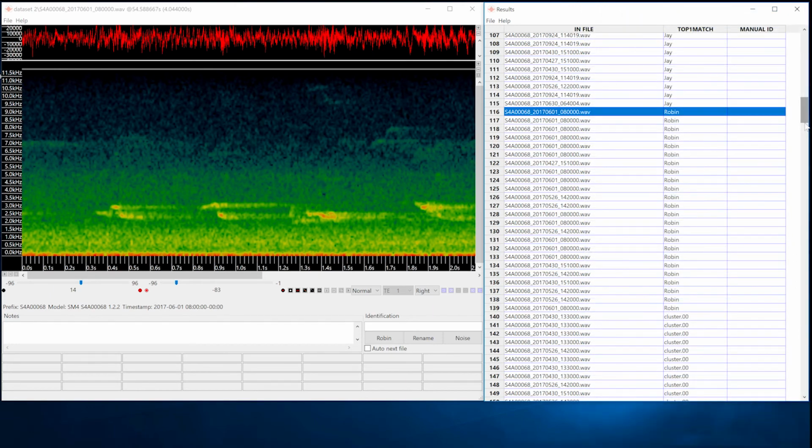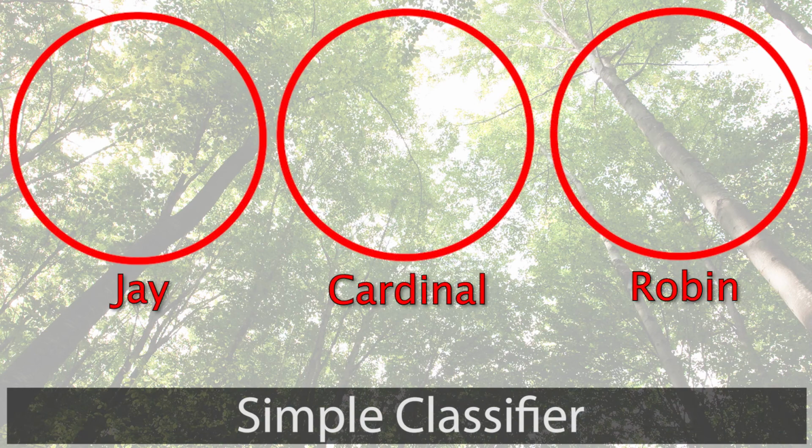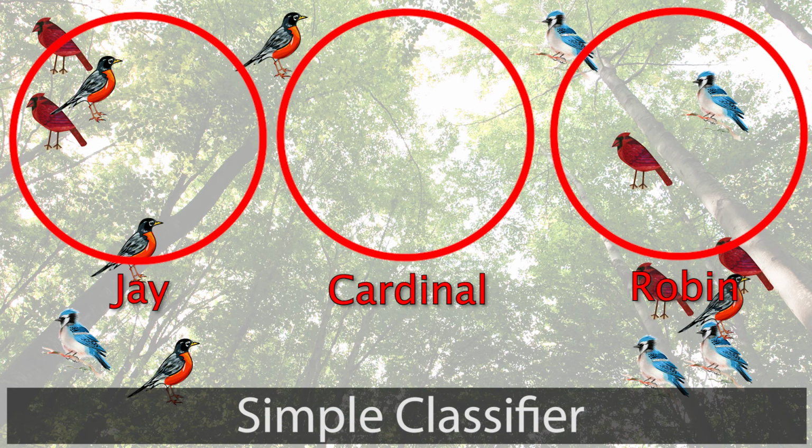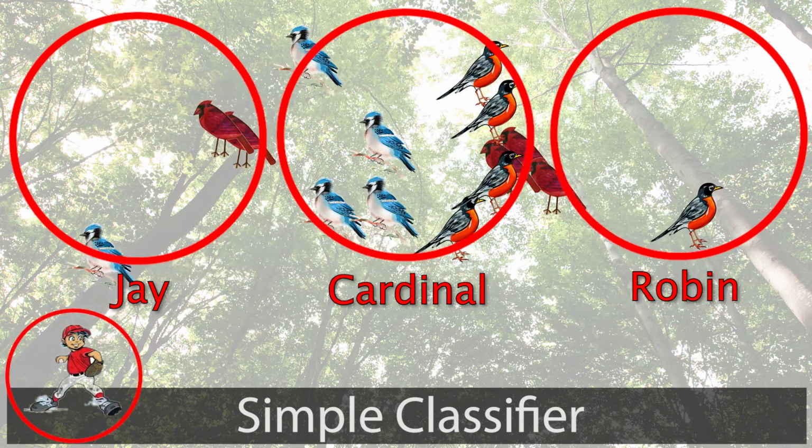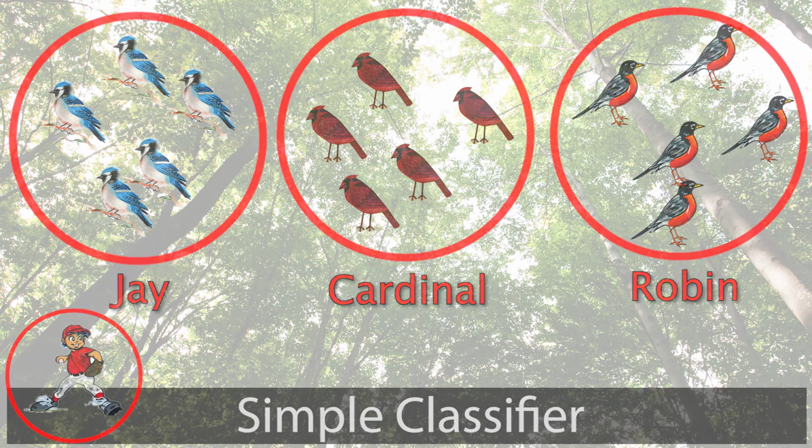I can now compare, for example, how many robins were found in the second batch of recordings as compared to the first batch. My simple classifier has already saved me a great deal of time sorting the vocalizations from the second batch of files and any other files that may come after that.